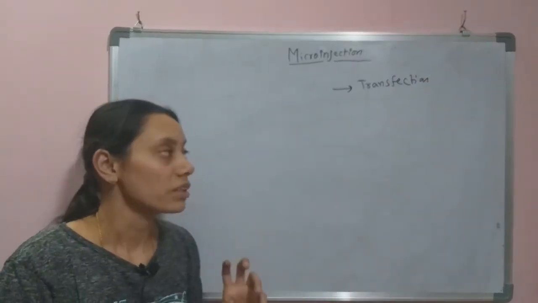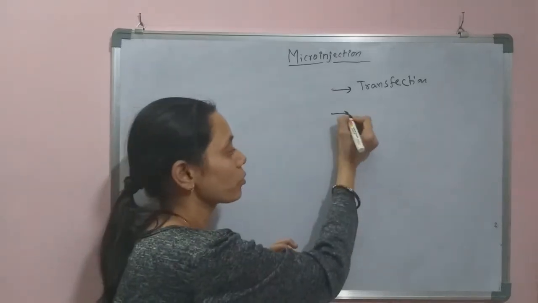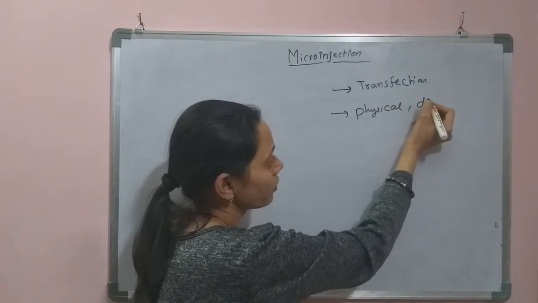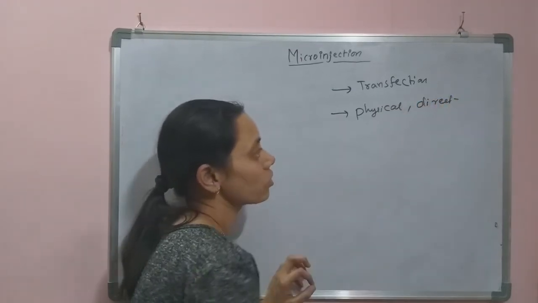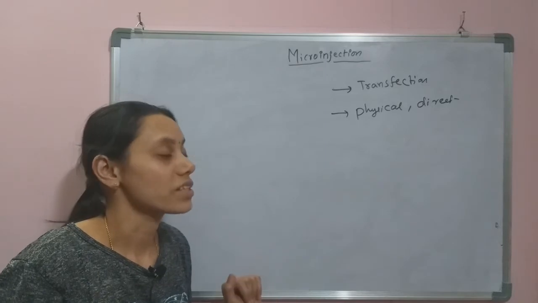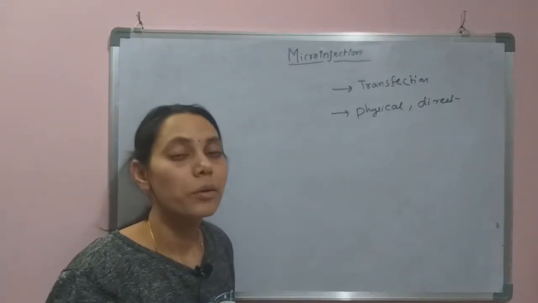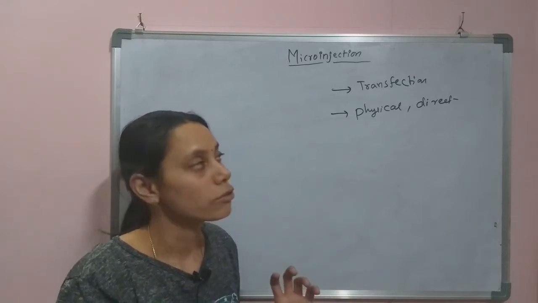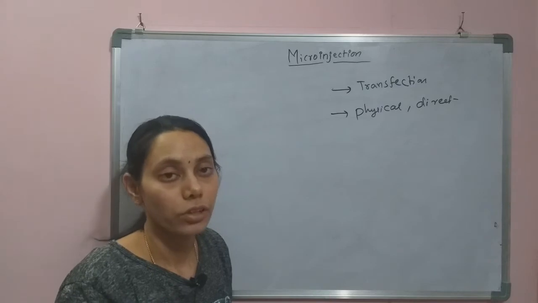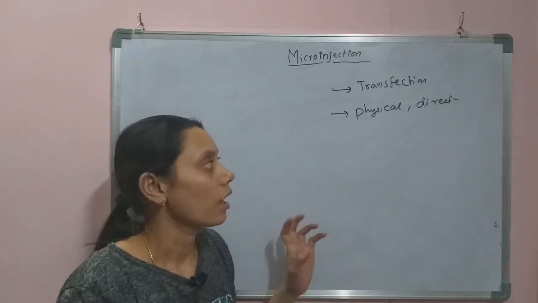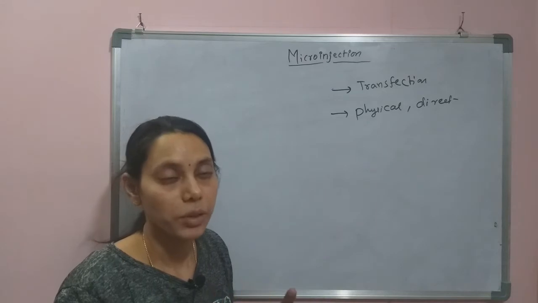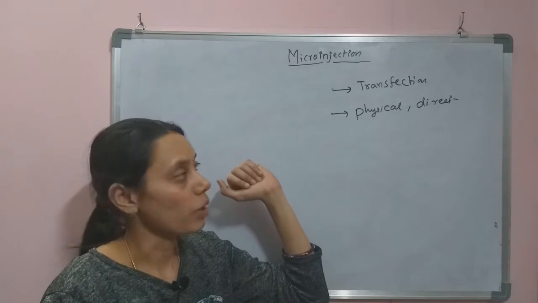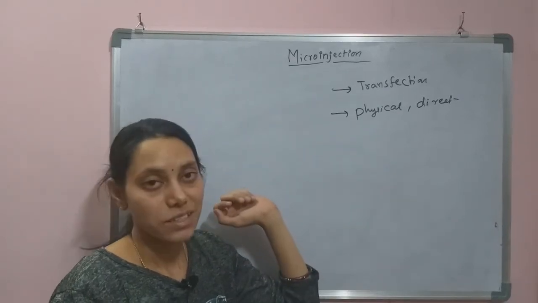And this is basically a physical approach, and it will directly introduce the target DNA into the host cell. Basically, these transfection methods are employed to make the host cell more suitable for the uptake of recombinant DNAs. There are three kinds of transfection methods: physical methods, chemical methods, and biological methods. Here, microinjection is one of the popular physical methods of transfection.